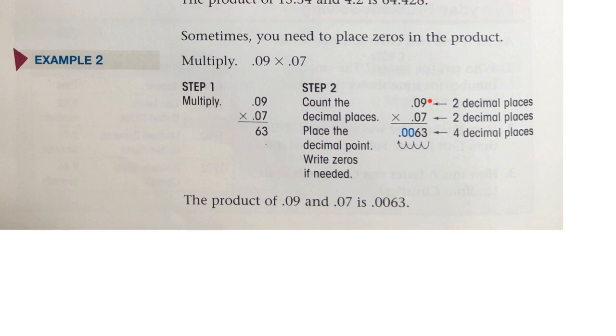There's 2 for 9 hundredths, and 2 for 7 hundredths. 2 plus 2 is 4. So our answer needs 4 decimal places, but there's only 2 digits in 63, so we need to write zeros. So we start on the right side and move over 4 places. 1, 2, 3, 4. And we add in the zeros so we can keep moving, then put the decimal place.